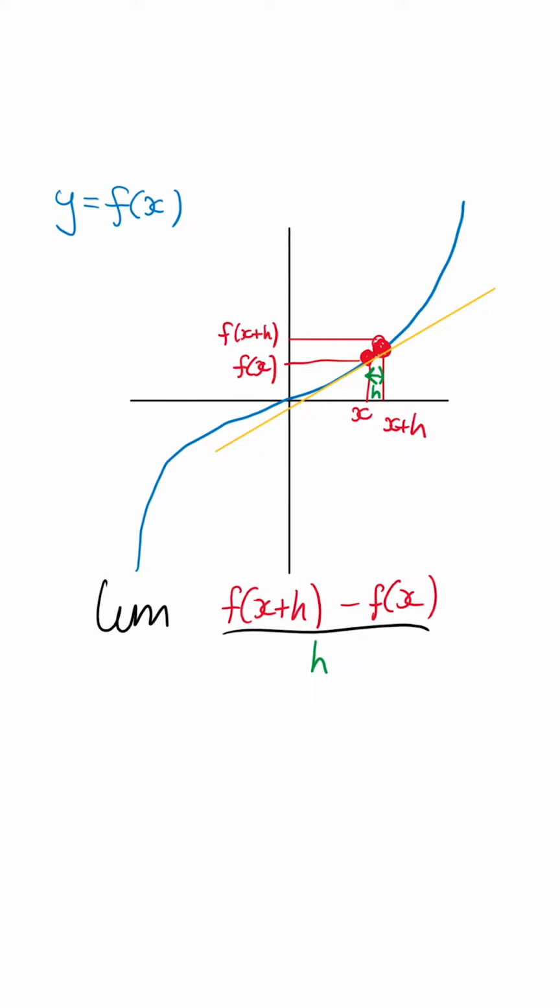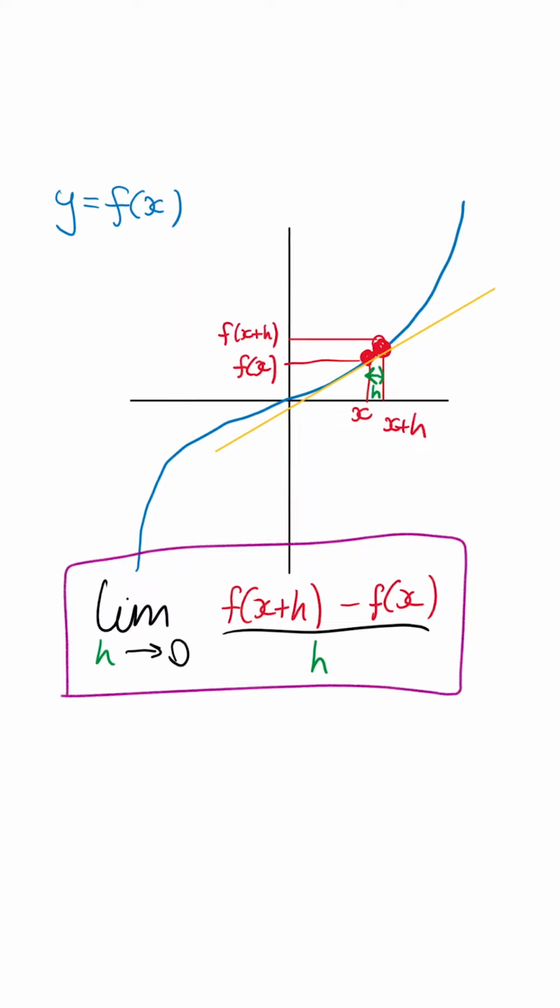And that's why we write in front of our expression lim, which stands for the limit, as h tends towards zero. And this is our equation for differentiating from first principles.